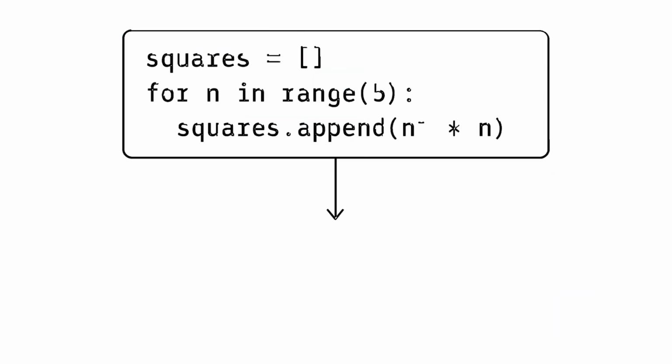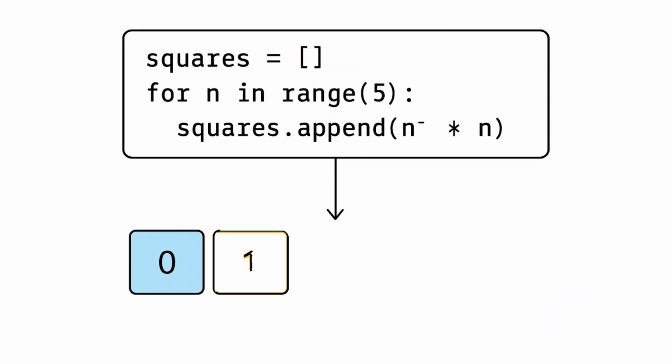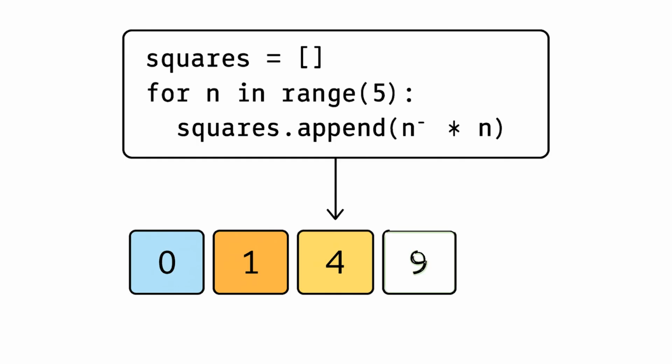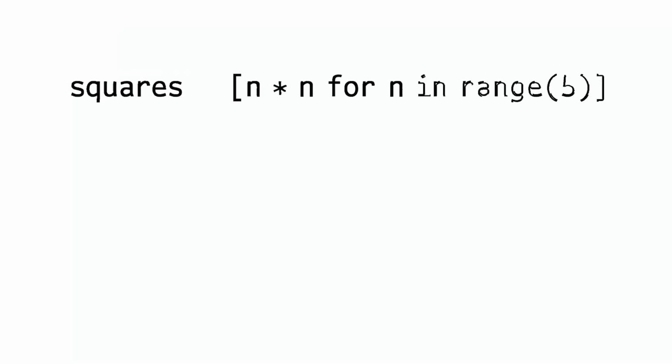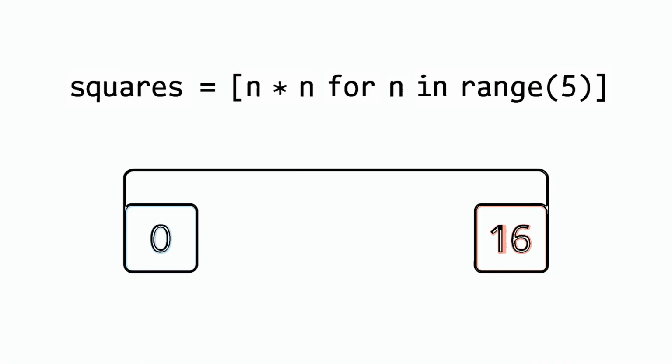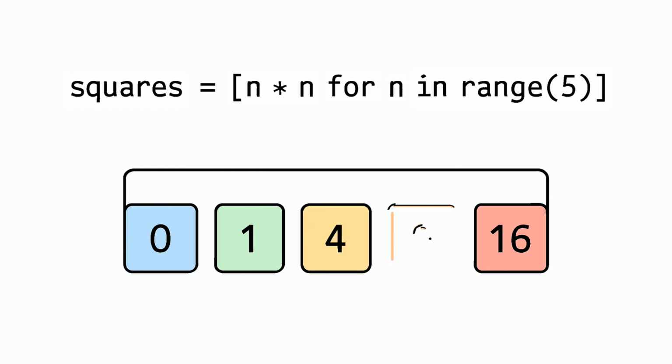Start with a normal loop. Imagine you want the squares of the numbers from 0 to 4. You might write squares = [], for n in range(5): squares.append(n * n). A list comprehension lets you say that in one tidy line: squares = [n * n for n in range(5)].